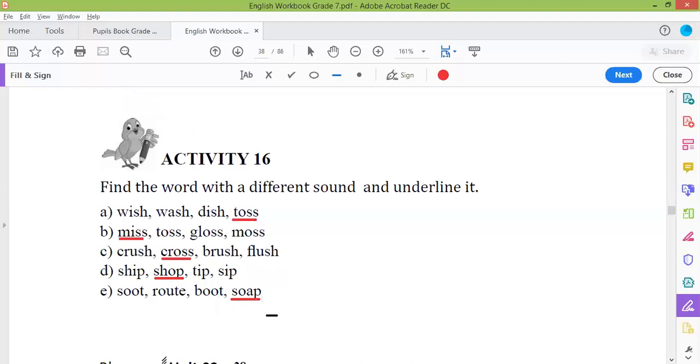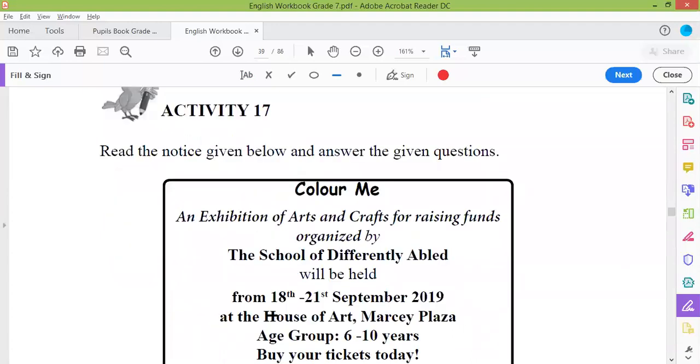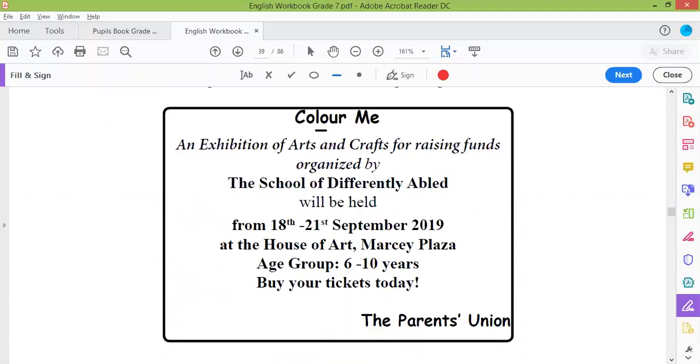Okay. Activity 16 done. Now we are coming to activity 17. Read the notice given below and answer the given questions. Color me. An exhibition of arts and crafts for raising funds organized by the School of Differently Abled will be held from 18th to 21st September 2019 at the House of Art, Marcy Plaza, age group 6 to 10 years. Buy your tickets today. The Parents Union.